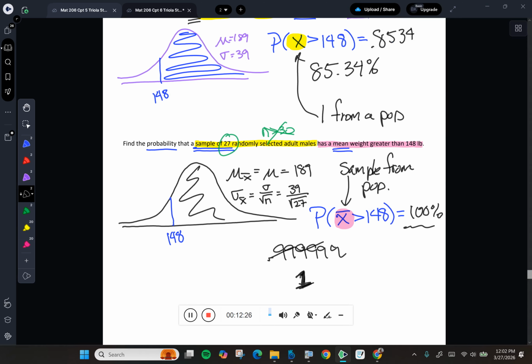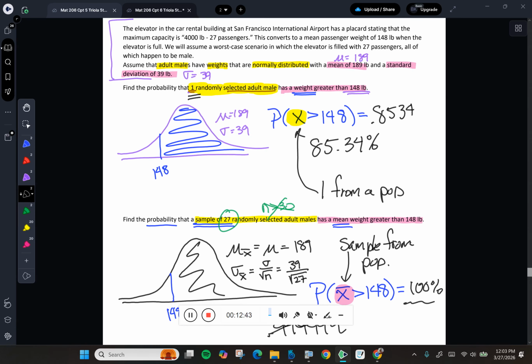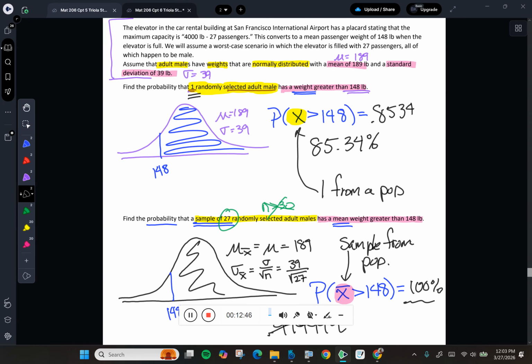So what does that tell me? Well, mathematically, it tells me it's almost guaranteed that the average, the mean weight, will be 148 or more. More importantly, it's telling me that if I put 27 guys in this elevator, there's very little chance I'm going to meet that weight. There's like a 100% chance that I'm going to exceed the weight restrictions on that elevator. That's what that's telling me. That scares me a little bit. I don't like elevators in general, and I don't like crowded elevators.